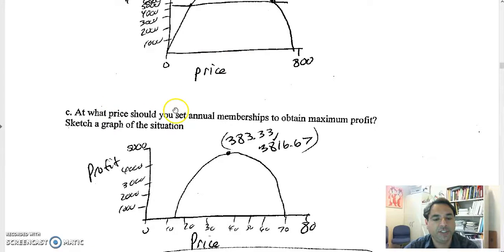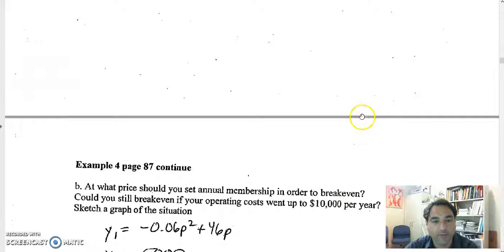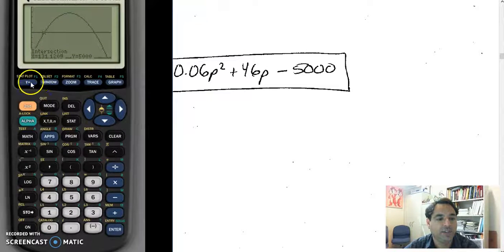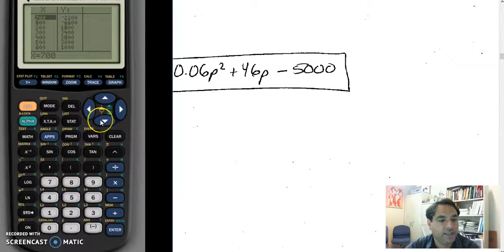Now it says, at what price should you set for the annual membership to obtain maximum profit? Now this time we're doing profit. And we're not looking at revenue or cost, we're looking at profit. So we're just going to put this equation in the calculator. So I go to y equals, clear, and in y1 I put profit. Now profit is different, so I may want to play with the numbers again. So if I go to the table, I notice that, okay, I already get negative at 700, so maybe I go from 0 to 700, and the most money looks to be about 4,000 or 5,000.